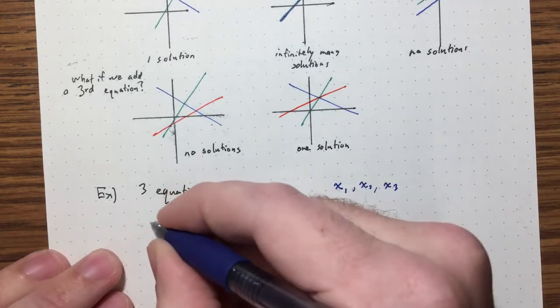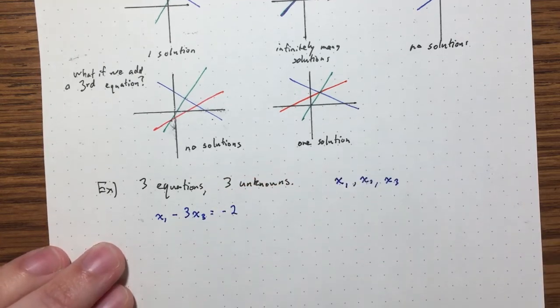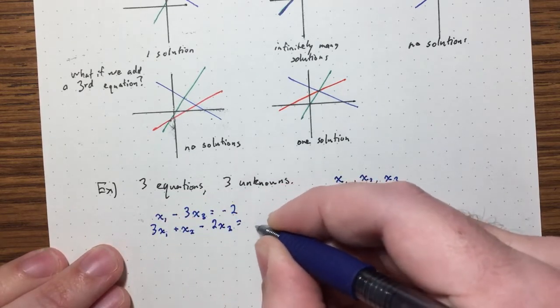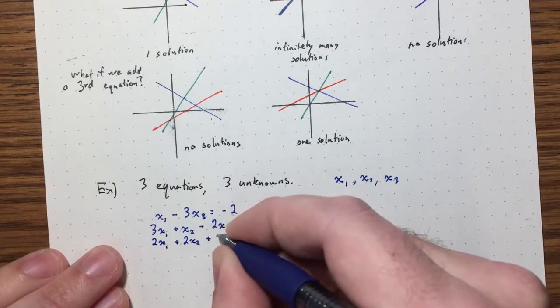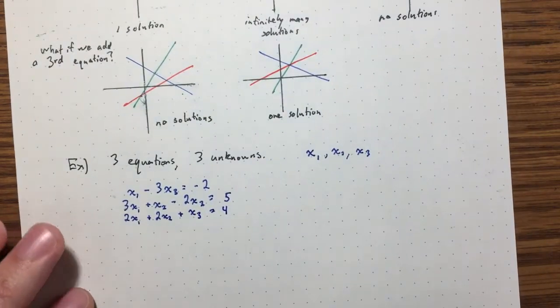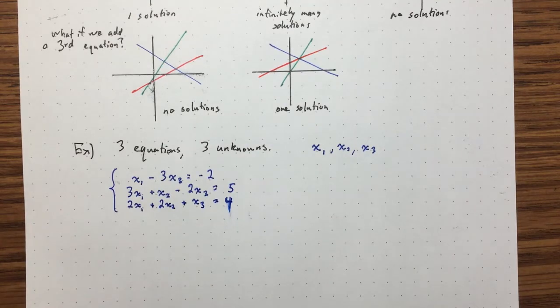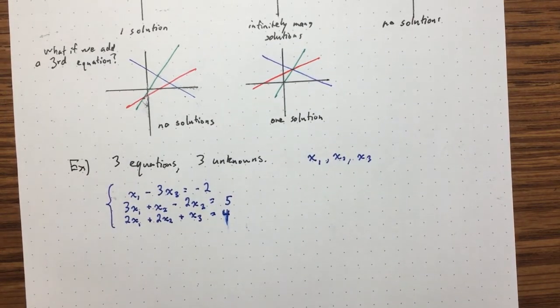I'll write the system down here. So we have x1 minus 3x3 equals -2. And then my second equation will be 3x1 plus x2 minus 2x3 equals 5. And then my third one will be 2x1 plus 2x2 plus x3 equals 4. Okay, so this is my system of 3 equations in 3 variables. Why am I doing x1, x2, x3 instead of x, y, z? Well, we just did 2 equations. We're now doing 3. Probably next we'll want to do 4 equations, and we're at the end of the alphabet if we do x, y, z. So this will generalize easier to multiple equations.